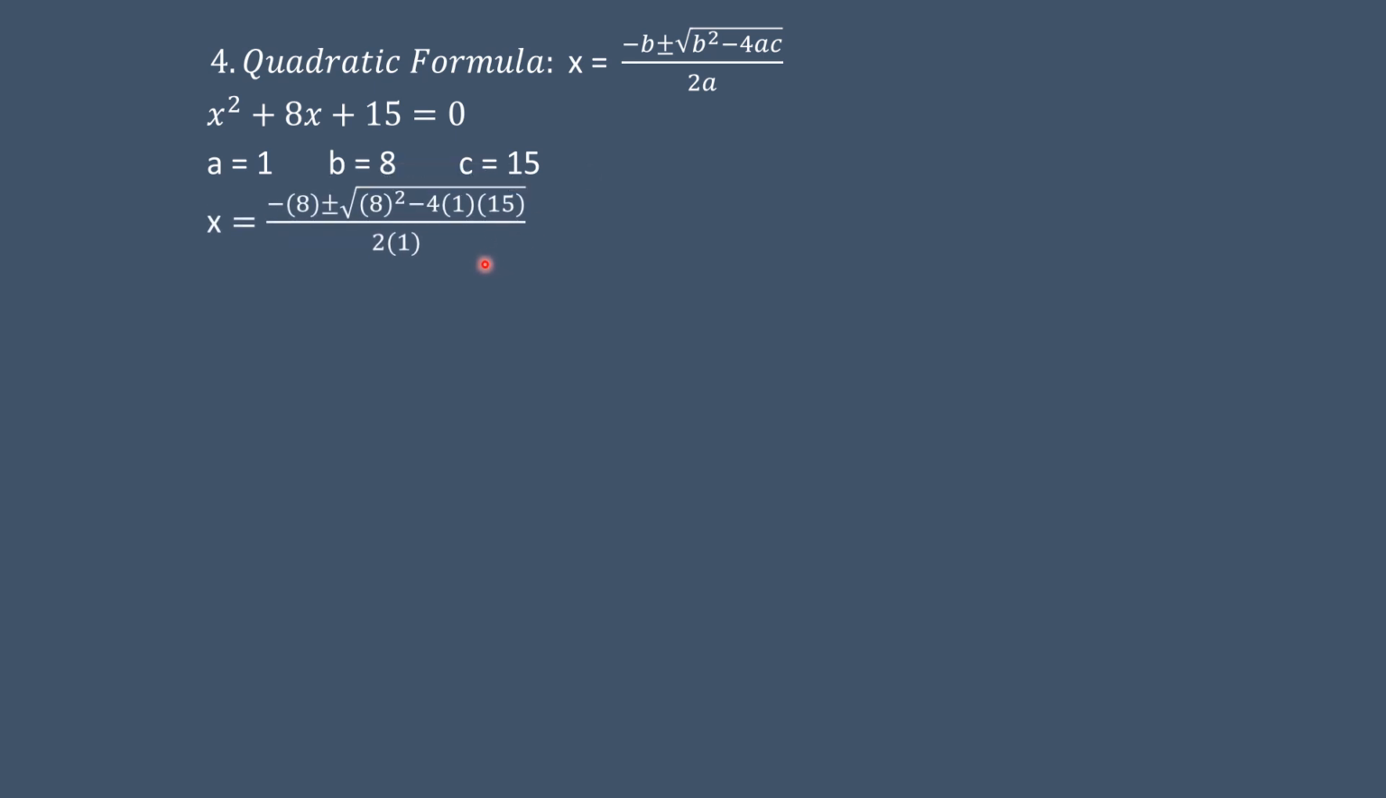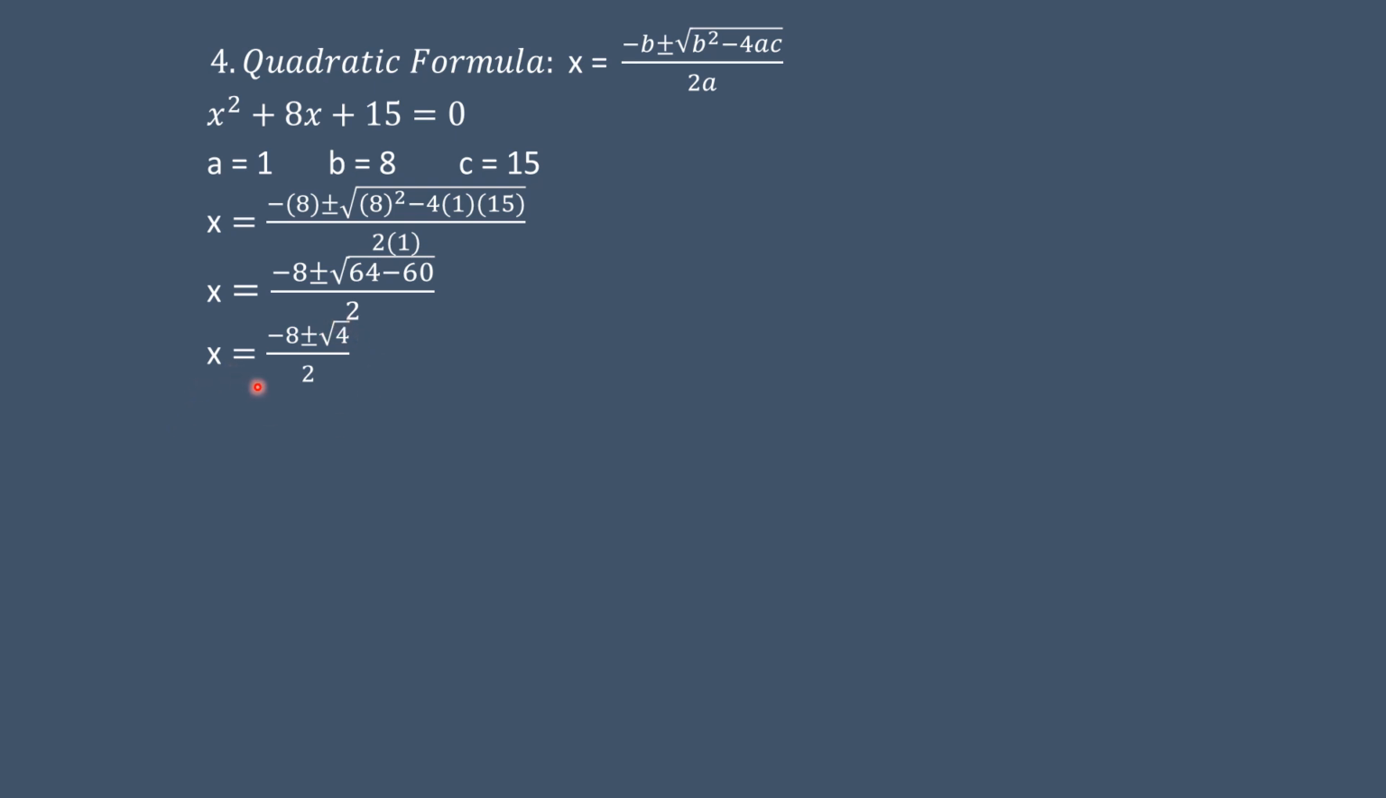Then we are going to plug in all the values of a, b, and c in the formula. So x equals negative 8 plus and minus square root of 8 squared minus 4 times 1 times 15, over 2 times 1. Then we will simplify. x equals negative 8 plus and minus, 8 squared is 64, and negative 4 times 1 times 15 is negative 60, then over 2 times 1 is 2.